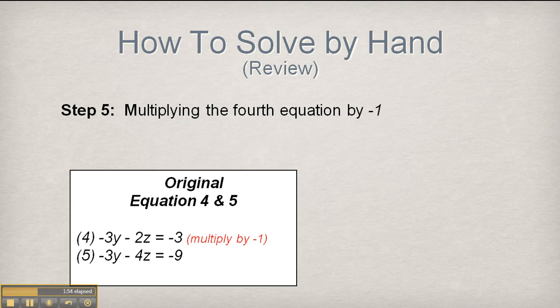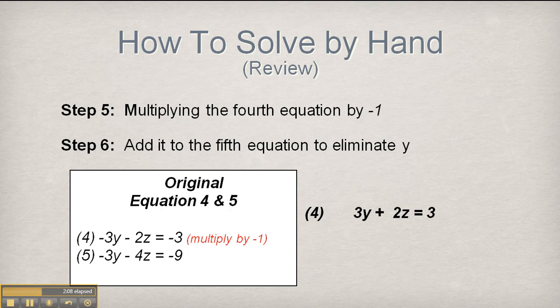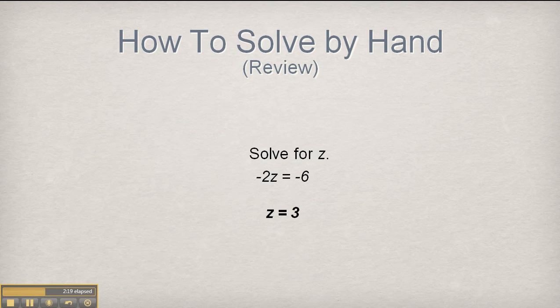All right, now we're going to take those equations that we just created, 4 and 5. We're now at two variables, y and z. We're going to multiply the fourth equation by -1. We're going to take those results and add it to the fifth equation. And when we do that, we eliminate the y variable, leaving us with the variable z only. And now we simply solve for z. And we do that by dividing both sides by -2. And that gives us that z is 3.